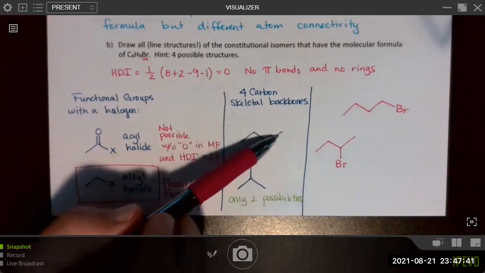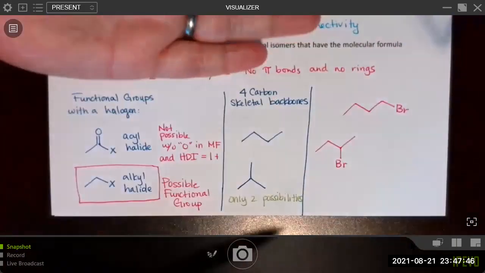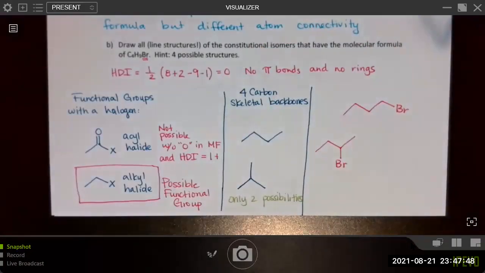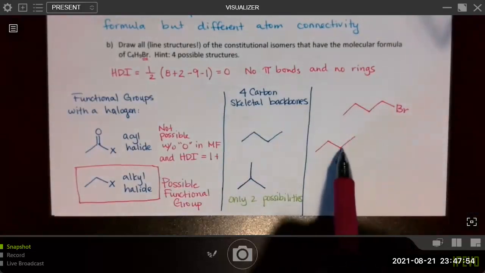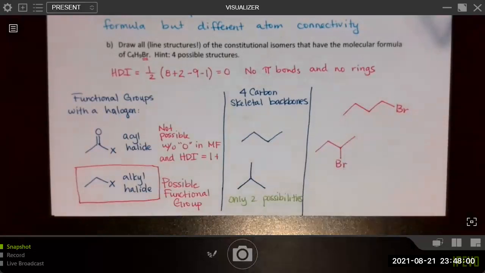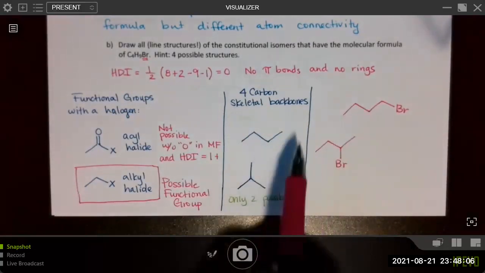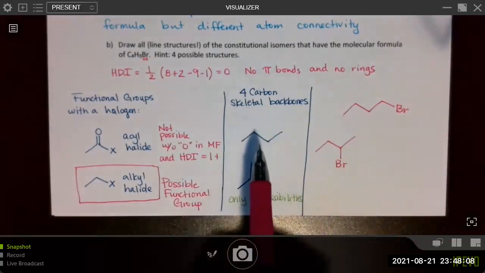This would be the same structure, just sort of flopped over from this one. So try not to draw the same structure twice. The way you can do that is think about counting: 1, 2, 2. It would be the same if you put the bromine here and here. It's just a different way of drawing it. So those are the only 2 that we can come up with for this skeletal backbone.